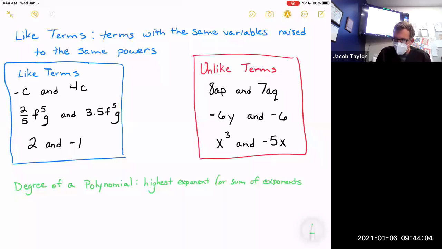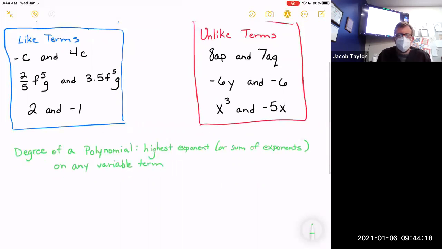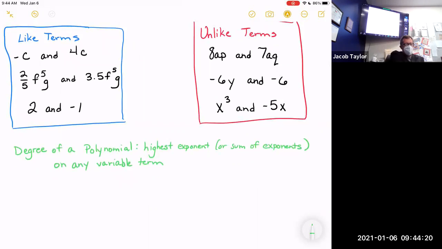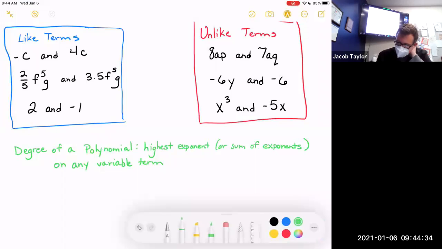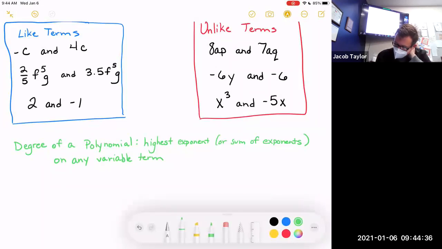It's the little number, yes. The exponent's the little number on any variable term. That's the definition of the degree of a polynomial. So let me give you an example, if you don't mind.